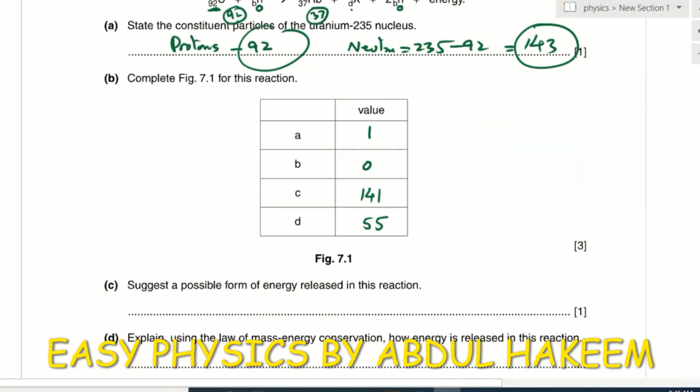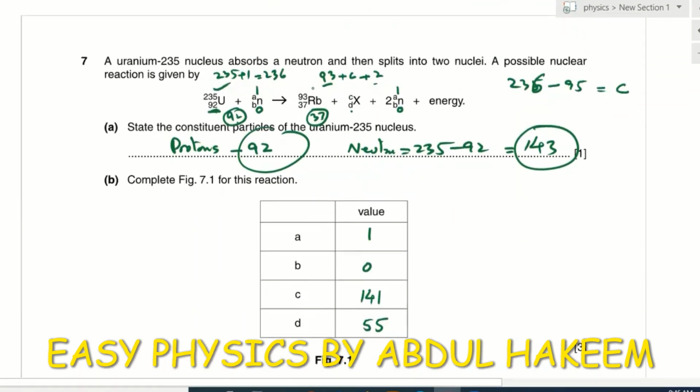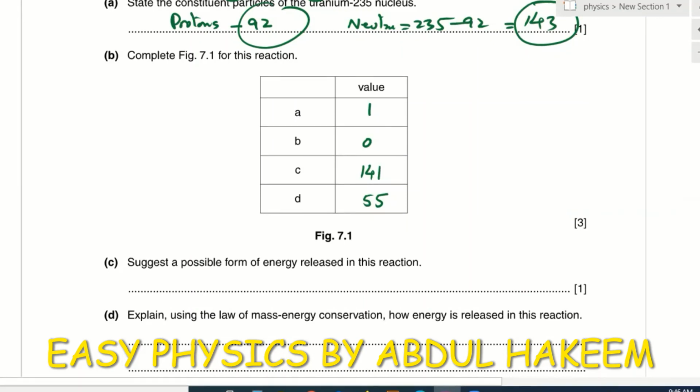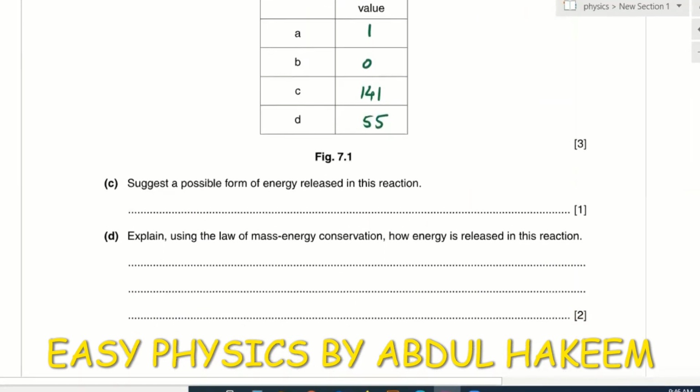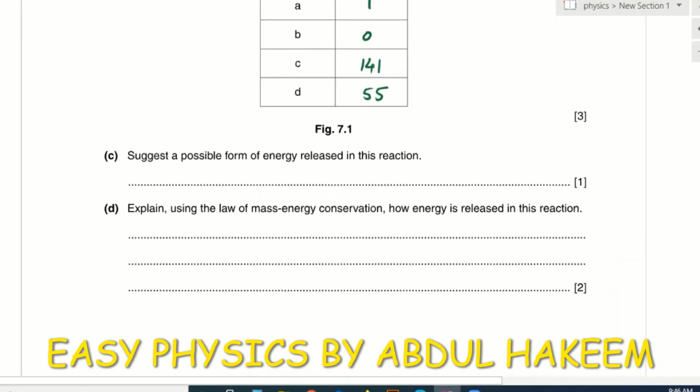Now suggest a possible form of the energy release in this reaction. The kinetic energy of the product particles like this X, rubidium, neutron, or we can write the energy is released in gamma rays, photon, or in the gamma radiation. Either write the kinetic energy of the product particle or energy is released in the gamma radiation or gamma rays, photon. The next part is explain using the law of mass energy conservation how energy is released in this reaction.